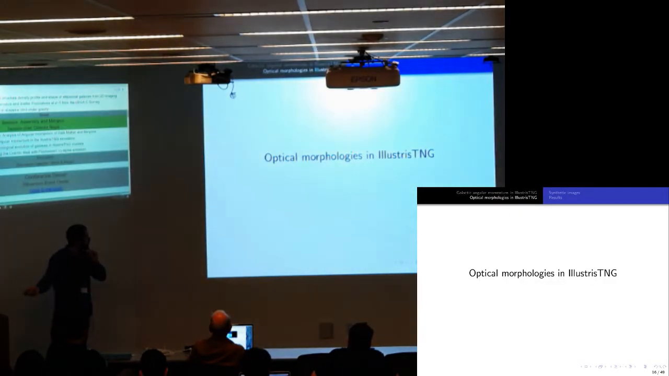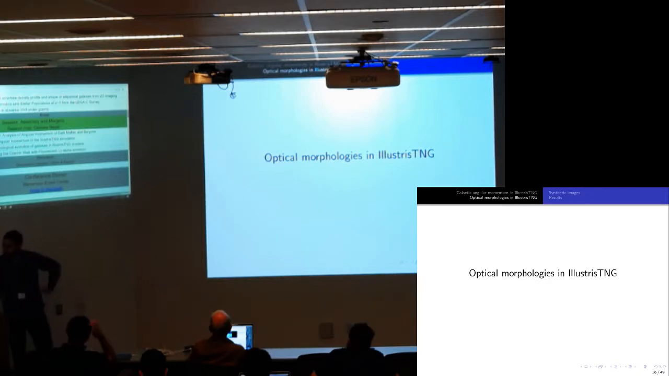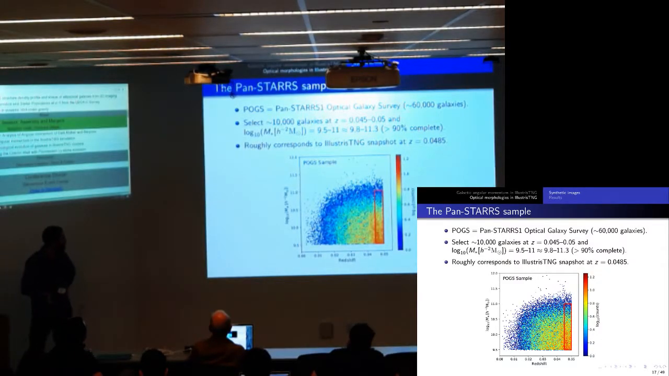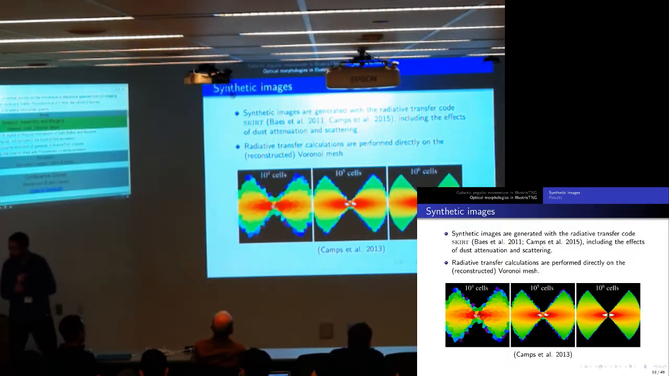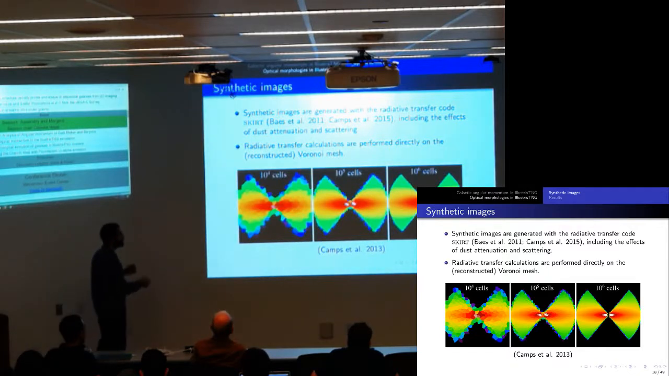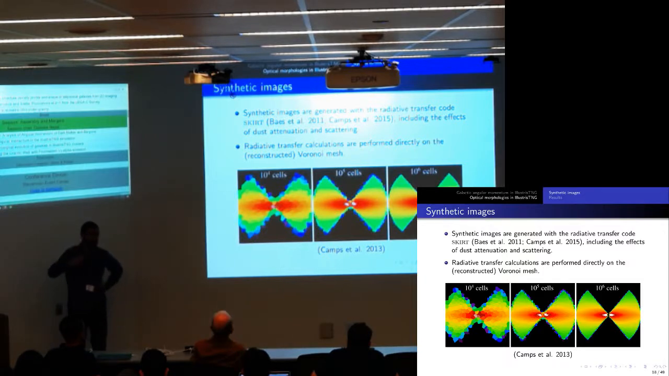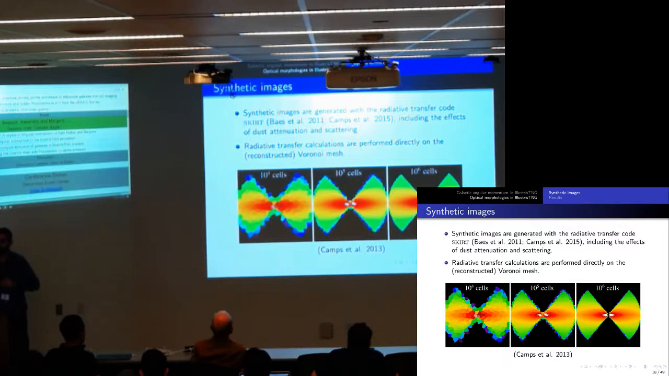What else? Okay, I will quickly go through this other project about optical morphologies. Essentially, we made synthetic images for the Pan-STARRS survey, for the POGS survey, which is part of Pan-STARRS. We made the synthetic images using the SKIRT code, and the main reason I use SKIRT is that it has this nice feature that it can do the radiative transfer directly on the Voronoi mesh, which is perfect for simulations run with AREPO, right? Which also solves the hydrodynamics on the Voronoi mesh.